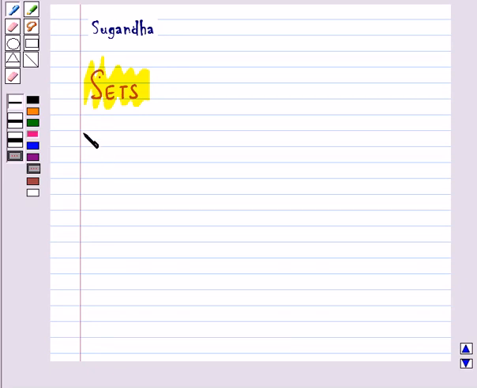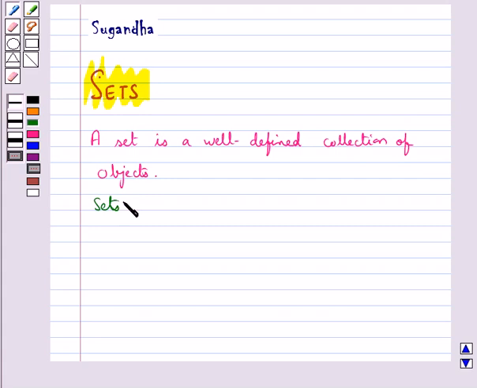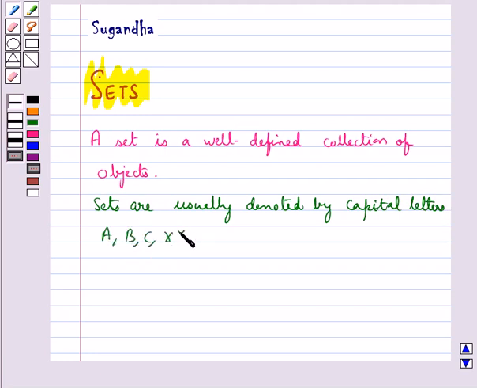Basically, a set is a well-defined collection of objects, and sets are usually denoted by capital letters like A, B, C, X, Y, and so on.